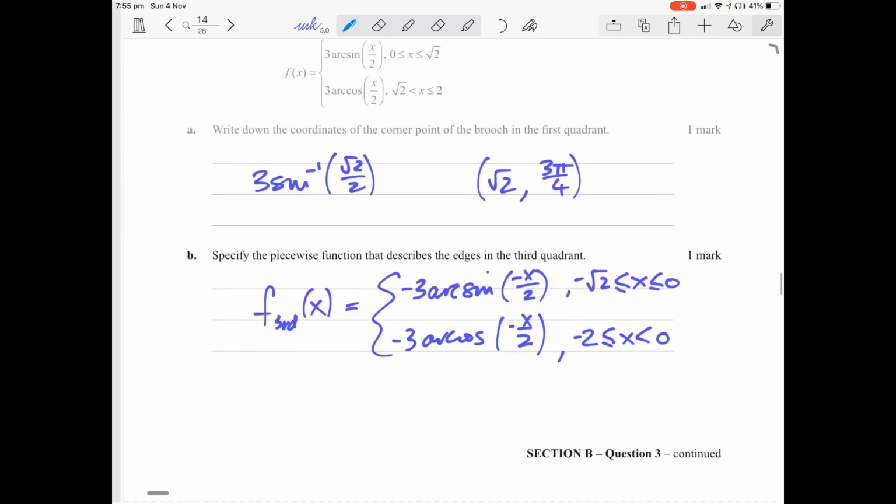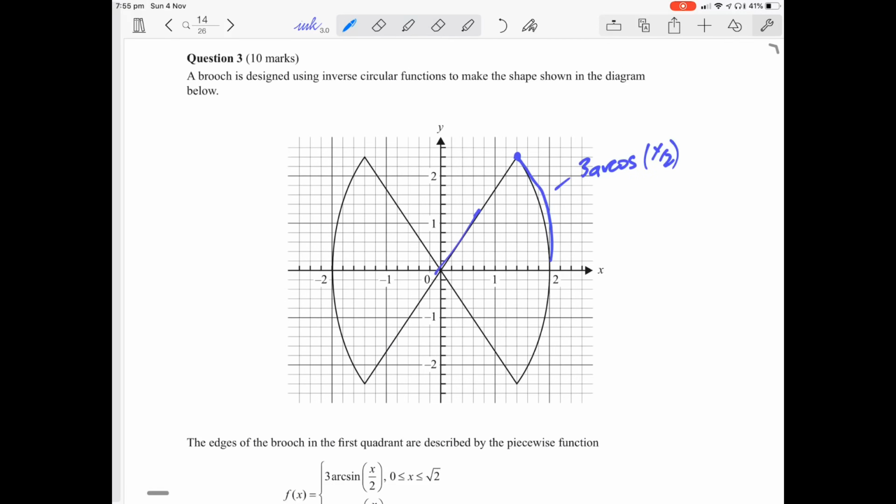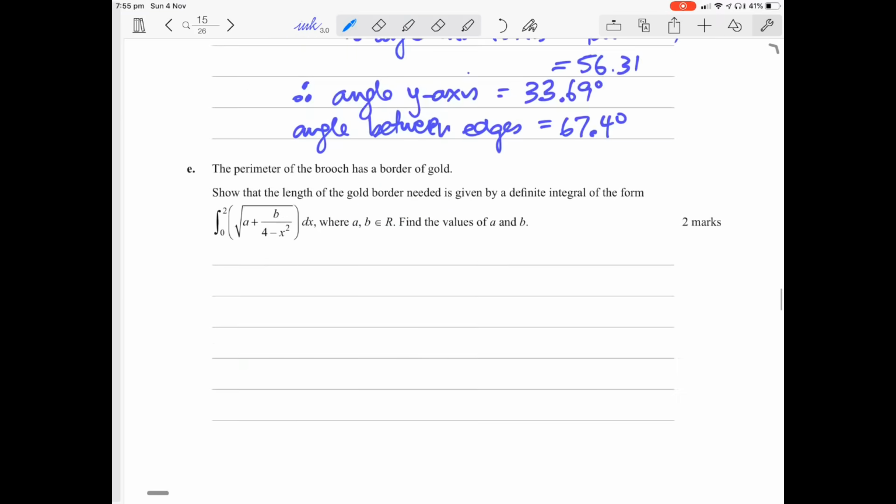67.4 degrees. So what we did, we found the gradient of this line, we found the angle in here, theta, we subtracted it to find out this angle in here, we'll call it alpha, and then we times it by 2 to find out what the angle is between those two things.